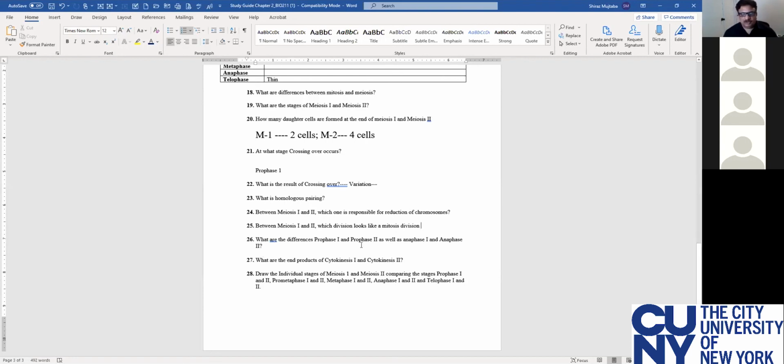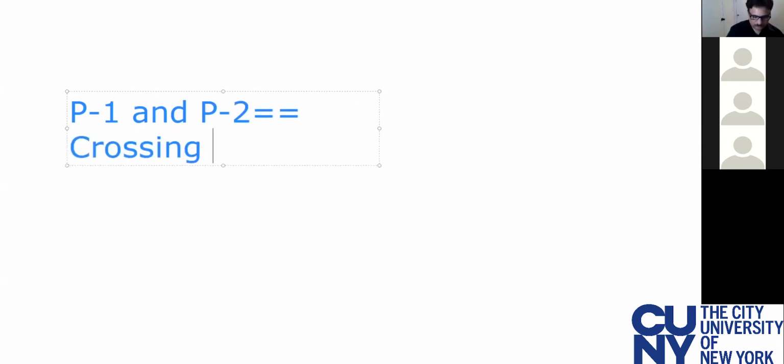Question 26: what are the differences between prophase one and prophase two, anaphase one and anaphase two? The significant difference between prophase one and prophase two is the happening of crossing over. And this crossing over occurs in meiosis one. So this is the major difference between prophase one and prophase two. What is the difference between anaphase one and anaphase two?